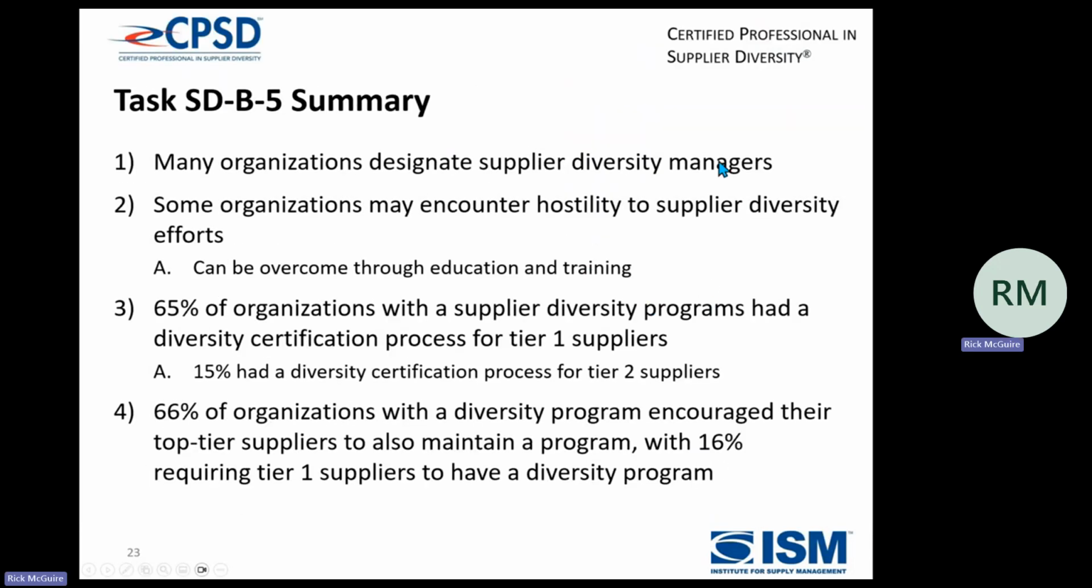Okay, summary. Many organizations designate supplier diversity managers. Some organizations may encounter hostility to supplier diversity efforts, which can be overcome through education and training. And 65% of organizations with a supplier diversity program had a diversity certification process for tier ones, and 15% had a process for tier twos. 66% of organizations with a diversity program encourage their top tier suppliers to also maintain a program, with 16% requiring tier one suppliers to have a diversity program.